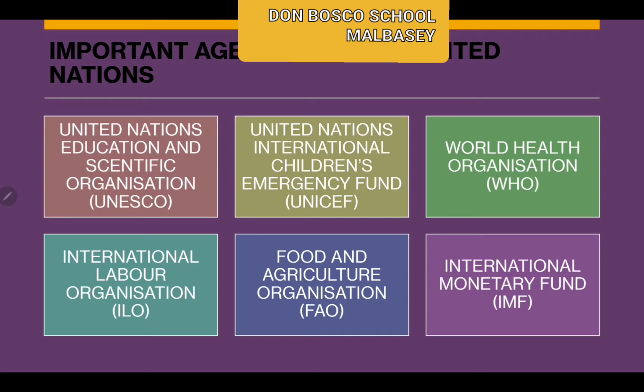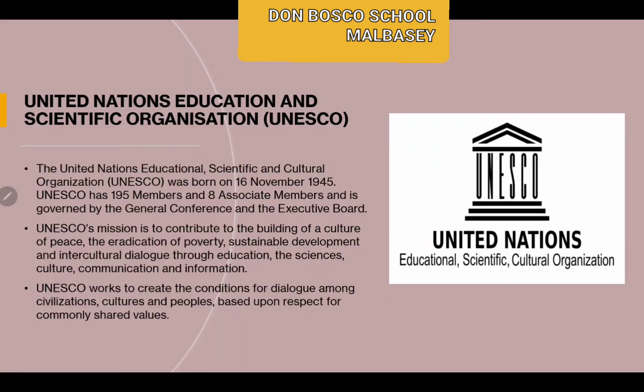Now let's talk about the important agencies of the United Nations. As the word says, they are: United Nations Educational, Scientific and Cultural Organization, UNESCO; UNICEF, United Nations International Children's Emergency Fund; World Health Organization; International Labour Organization; Food and Agriculture Organization; and International Monetary Fund. So these are the different organs, and let's understand what UNESCO is.